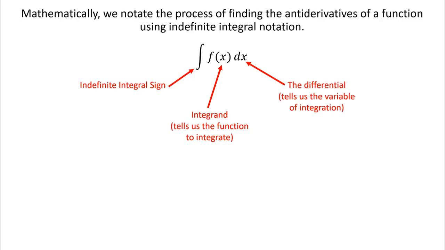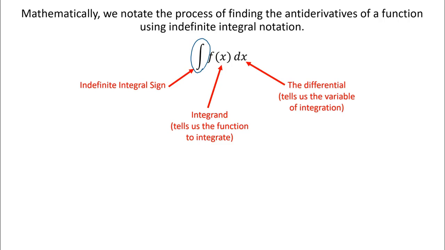Okay, so how mathematically do we notate the process of finding an antiderivative of a function? To do that, we use what's called an indefinite integral sign. That's this sign that looks like an elongated S. And in fact, it is an elongated S. And we'll talk more about that in future videos and why it's significant that this symbol looks like an elongated S.